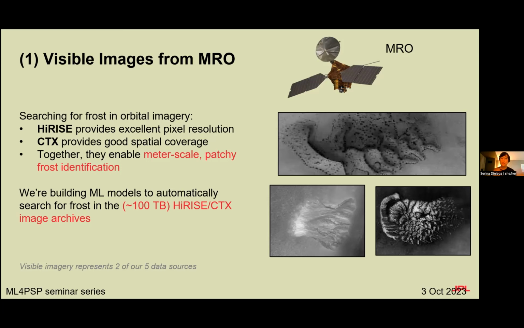CTX provides much better spatial coverage. We have a global data set for CTX. Of course, this is distributed through different seasons and different Mars years, but we have really good spatial coverage. But this is then more like 5 meters per pixel, so a couple orders of magnitude worse in resolution. Between these, though, they enable meter scale patchy frost identification, which is not possible with the thermal data sets. But these are massive data sets.